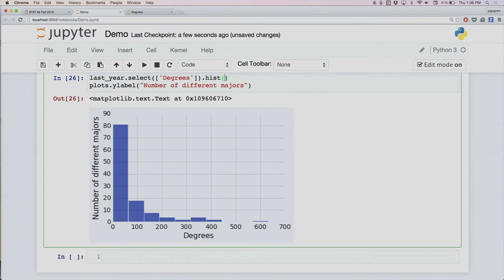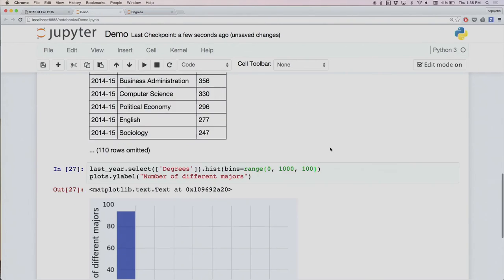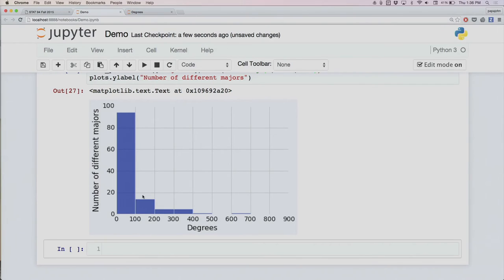And we can decide exactly how we want to bucket it. We can say, I want to start at 0, go all the way up to 1,000, and have buckets of size 100. Now it's telling me, well, actually, most majors have between 0 and 100 degrees conferred in 2014-2015. There were about 95 of those, and then there were fewer of everything else.